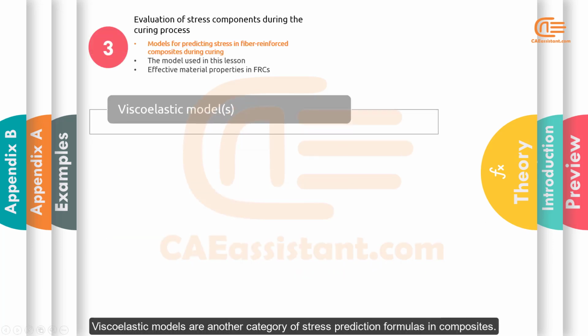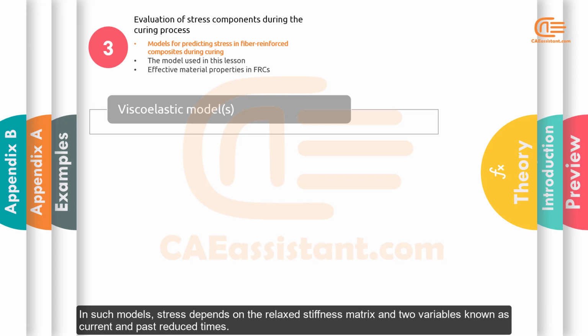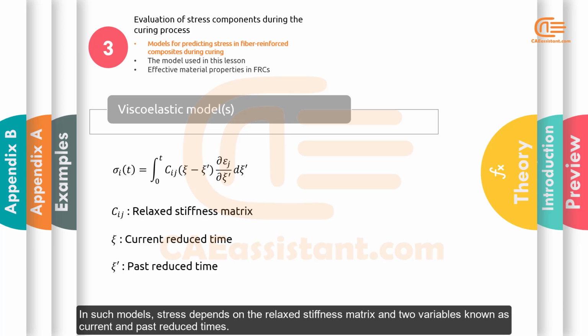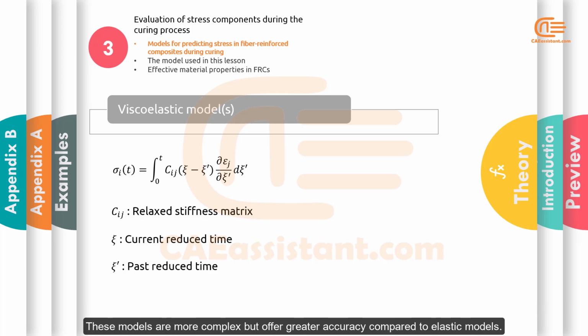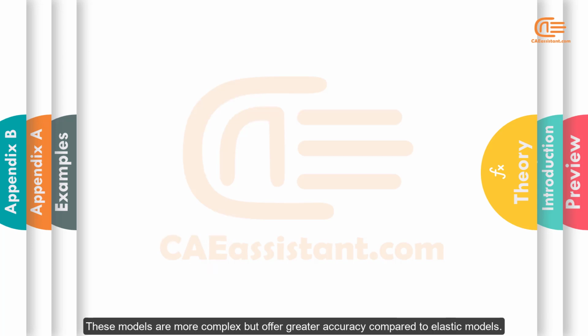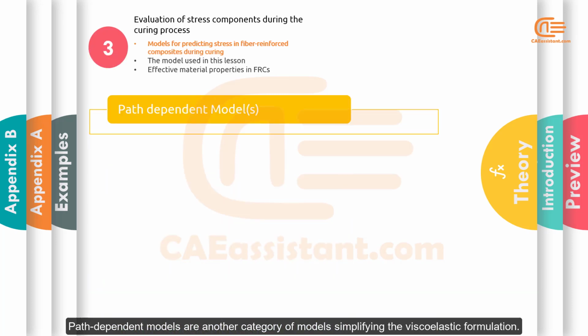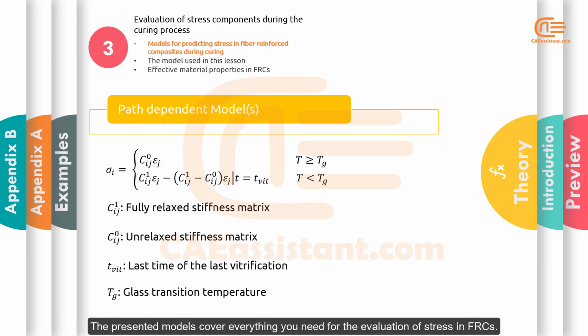Viscoelastic models are another category of stress prediction formulas in composites. In such models, stress depends on the relaxed stiffness matrix and two variables known as current and past reduced times. These models are more complex but offer greater accuracy compared to elastic models. Path-dependent models are another category of models simplifying the viscoelastic formulation. The presented models cover everything you need for the evaluation of stress in FRCs. For more details on this matter, you can explore the full learning package provided on our website.